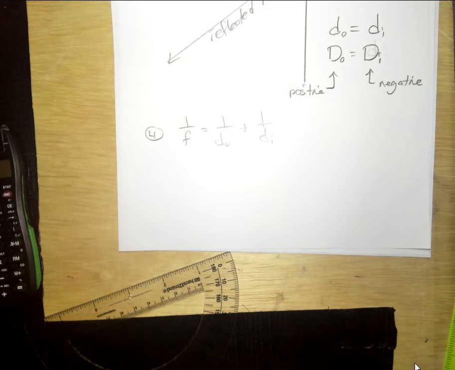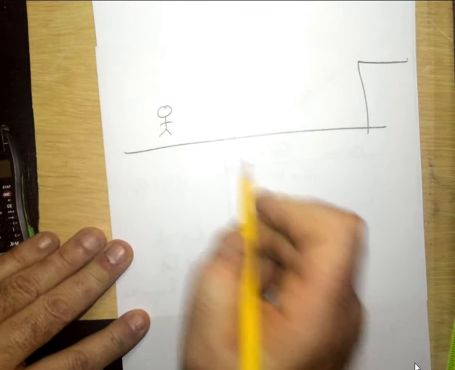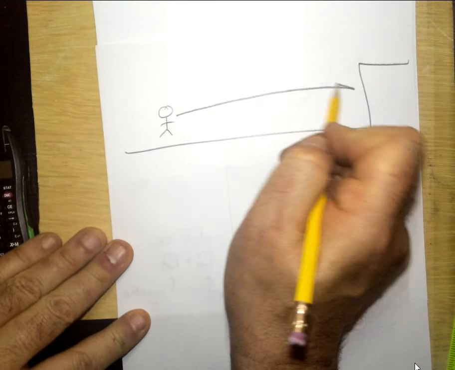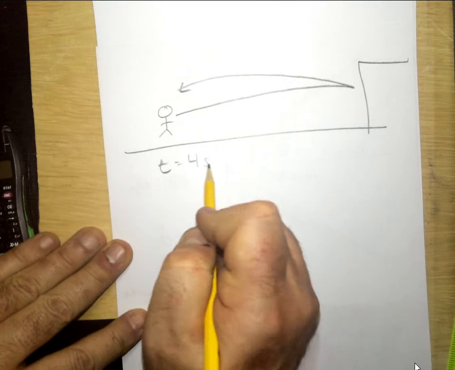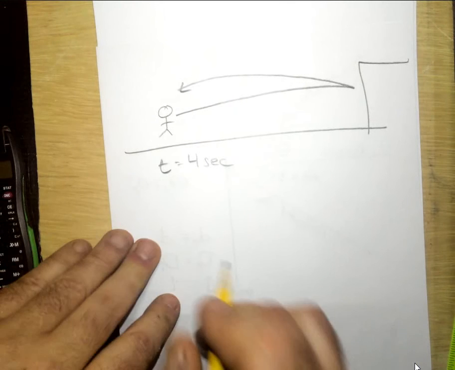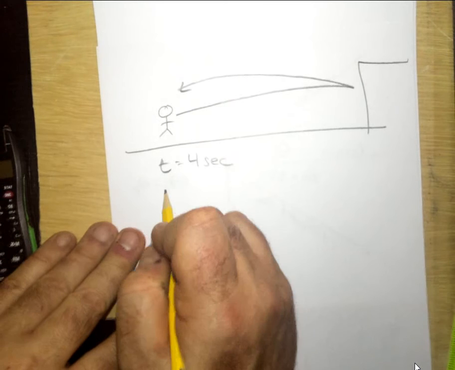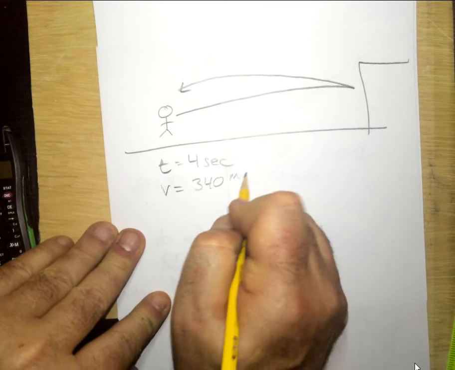Okay, number five. It takes 4 seconds for a person to hear their echo off of a flat cliff. How far away is the cliff? 4 seconds. So here we have the person, here we have the cliff. The sound goes forward and back, and the entire time is 4 seconds. One of the things that I will always tell you is the speed of sound. The velocity of sound, we're going to say, is 340 meters per second.